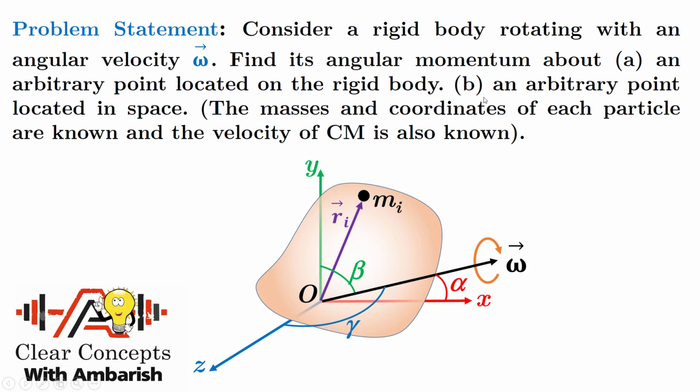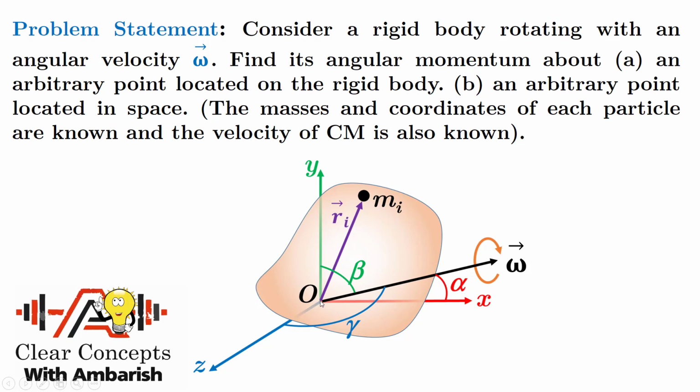And second is about an arbitrary point located in space somewhere outside the rigid body. Let's say there's some point in space and I want to find the angular momentum about that point. What is known are the masses and coordinates of each particle, and the velocity of the center of mass is also known.